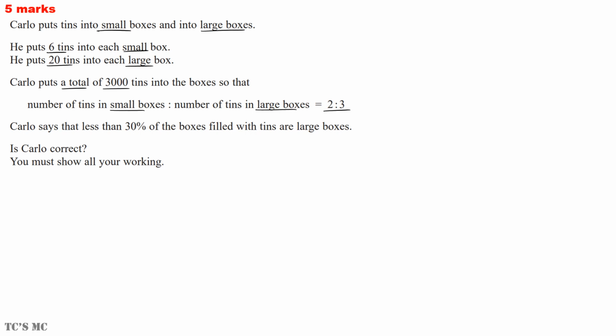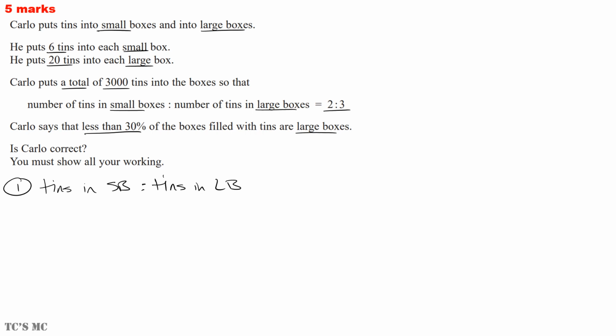Carlo says that less than 30% of the boxes filled with tins are large boxes. Is Carlo correct? You must show all your working. For step 1, I'm going to use the ratio given. We have tins in small boxes to tins in large boxes.